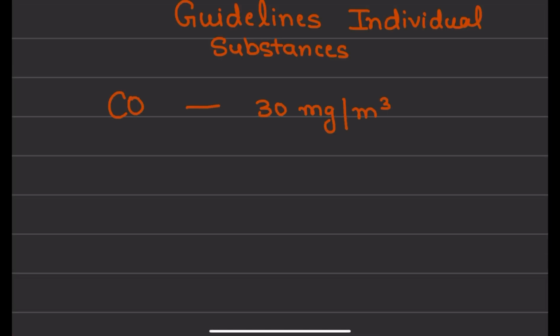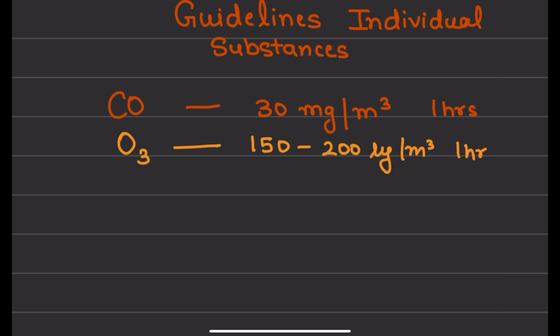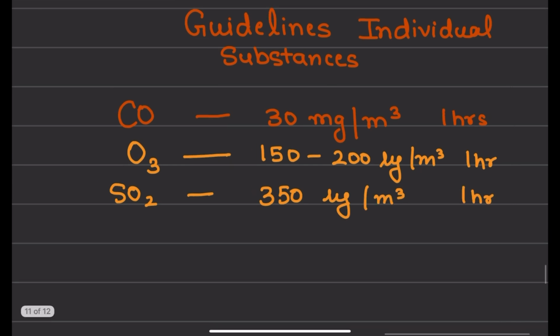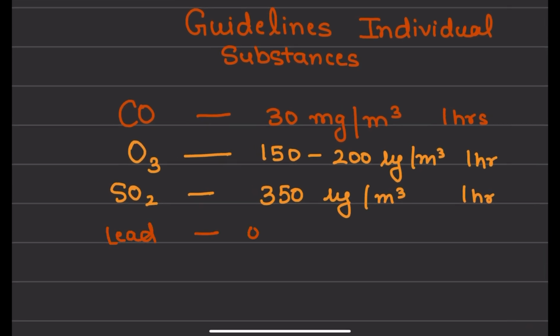Now guidelines: carbon monoxide should be about 30 microgram per hour. Ozone should be about 150 microgram per hour. Carbon monoxide should be in milligram. SO2 is about 350 microgram per hour, and lead should be 0.5 to 1 microgram per year.